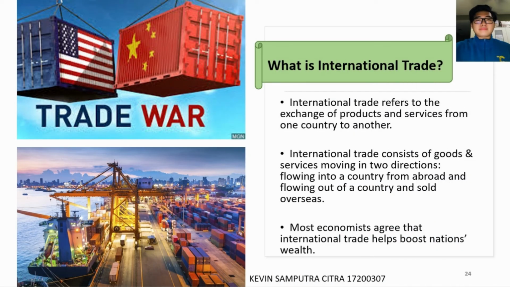Next, let's talk about what is international trade. International trade refers to the exchange of products and services from one country to another. International trade consists of goods and services moving in two directions, flowing into a country from abroad and flowing out of a country and sold overseas. Most economists agree that international trade helps boost nations' wealth.